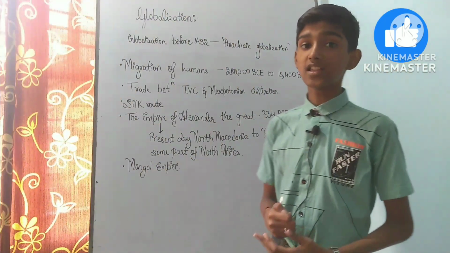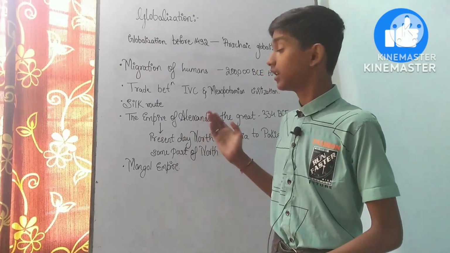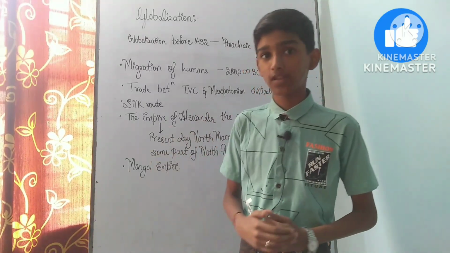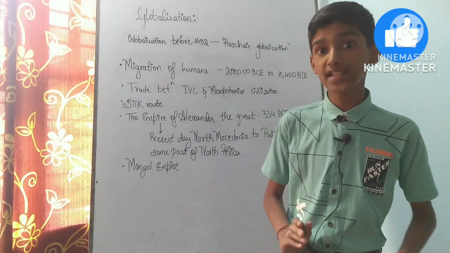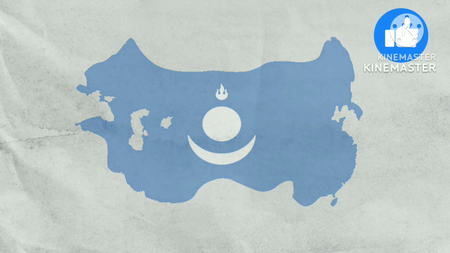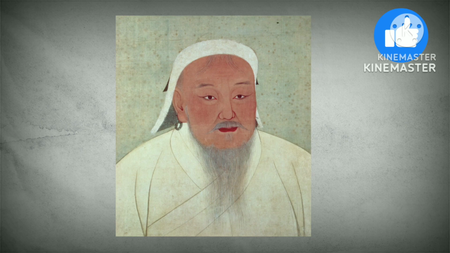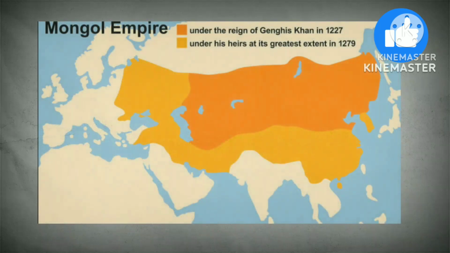Now, the last but not the least proof that the historians give is the Mongol Empire, or the invasions of Genghis Khan on other countries. The Mongol Empire was one of the largest empires that existed in this world. During the reign of Genghis Khan, it was a little smaller than its greatest extent in 1279.